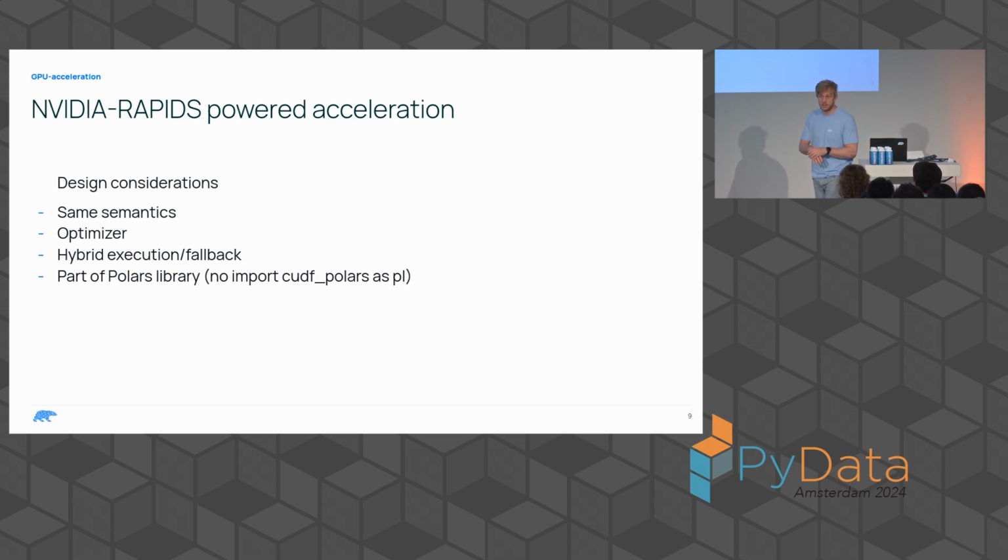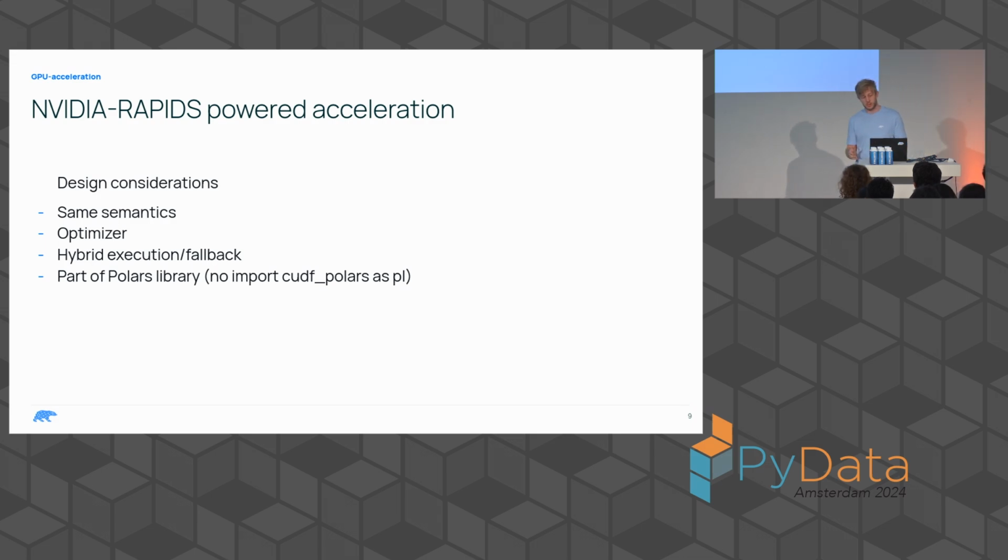Another one is that there needs to be a hybrid execution model and a seamless fallback, because you don't want your query to just fail if this operation doesn't work on the GPU. Not every operation works on the GPU, so it should work hybridly.